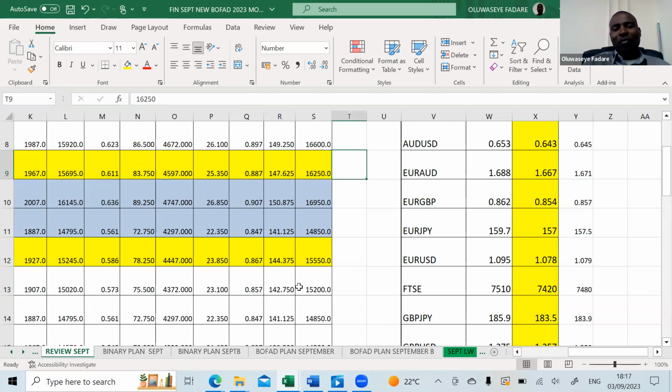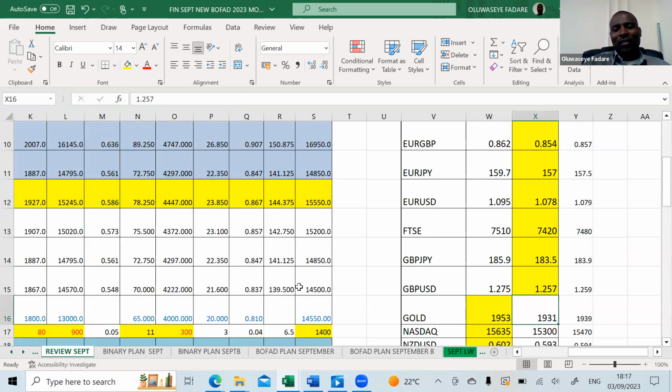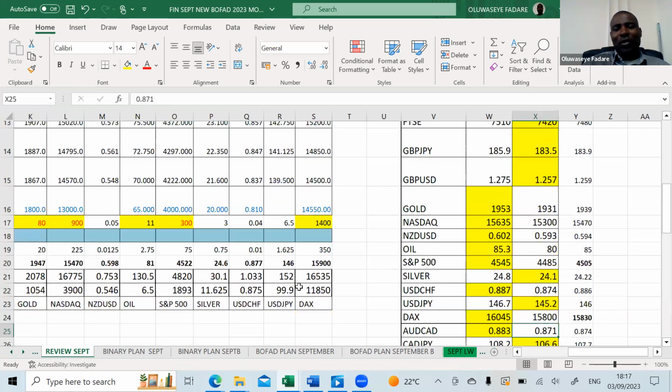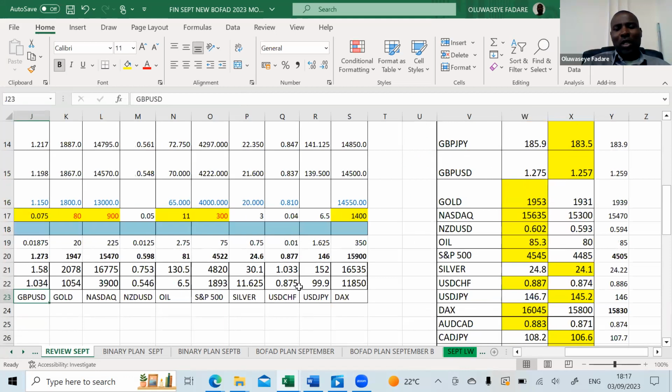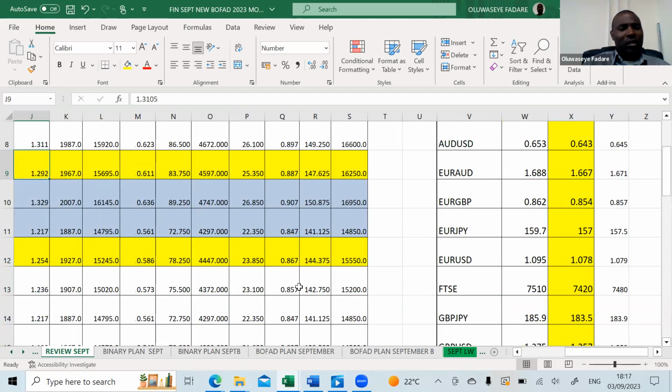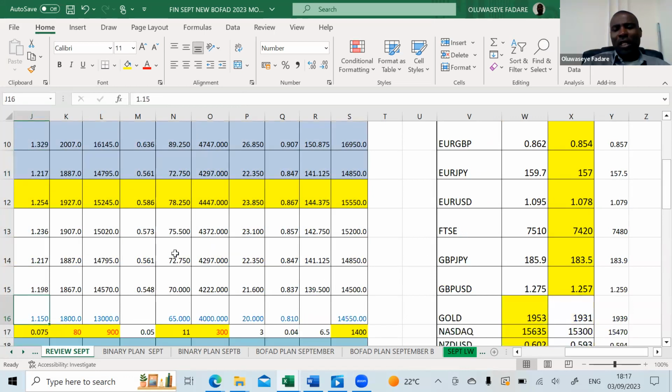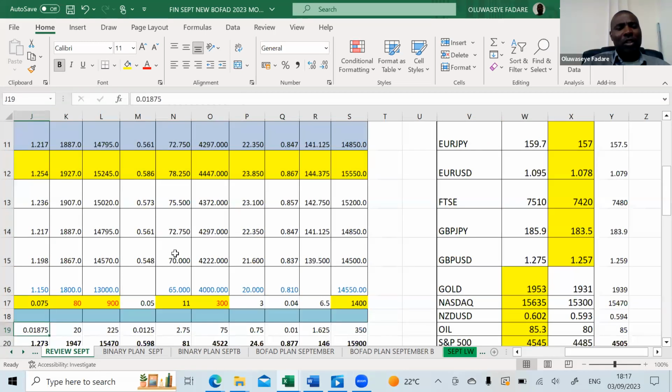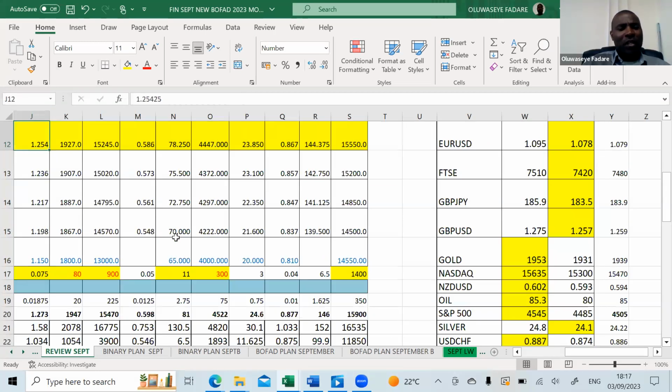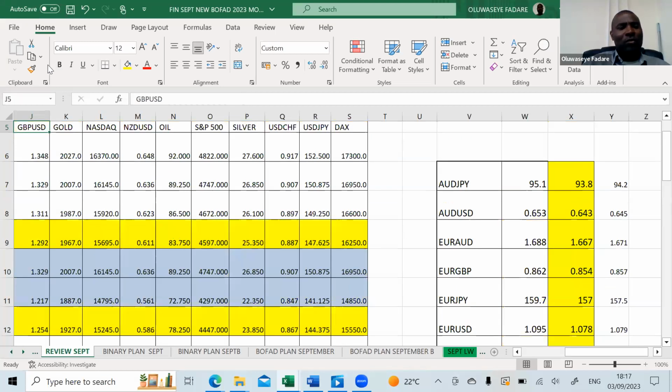Okay. So that's NASDAQ. New Zealand USD 0.602 and 0.593. That as well. To oil, I think crude oil should have hit one side, likely 80 and 85.3. So just like we said, 85.3. So for crude oil as well, it has hit our first point, which we are going to acknowledge at 83.75. So the next point is 86.5, but now is at 85.3.